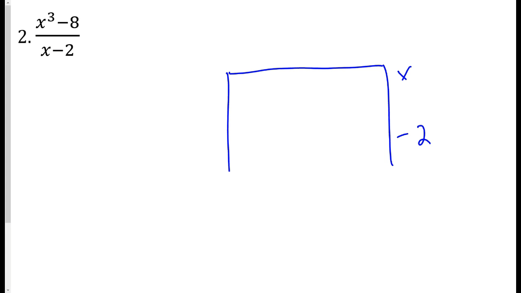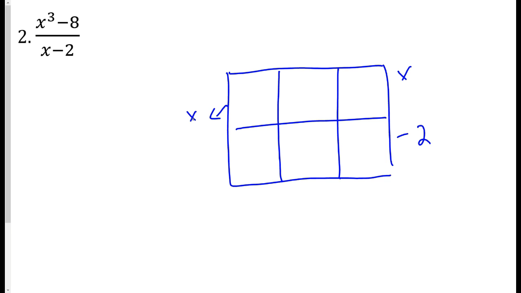Number 2, x cubed minus 8 divided by x minus 2. So I know I'm dividing by x minus 2. And I need to figure out how long it is across the top, how many columns I need. Well, again, x cubed divided by x is x squared. Quadratic polynomials have an x squared term, an x term, and then the number. So I need 3 columns.